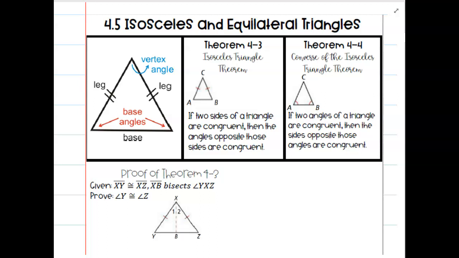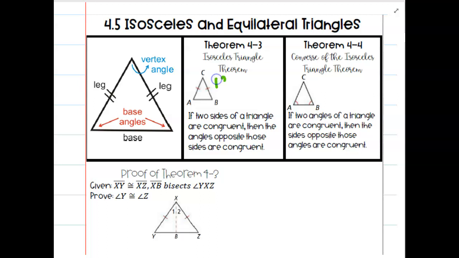Now, we have two theorems related to isosceles triangles. One is the theorem and the other one is the converse. I think they're very simple, but the hard part is just keeping them separate, which is the original and which is going to be the converse. The first theorem, Theorem 4.3, is the isosceles triangle theorem. Just keep in mind that an isosceles triangle is a triangle with two congruent sides. Theorem 4.3 starts out with an isosceles triangle.